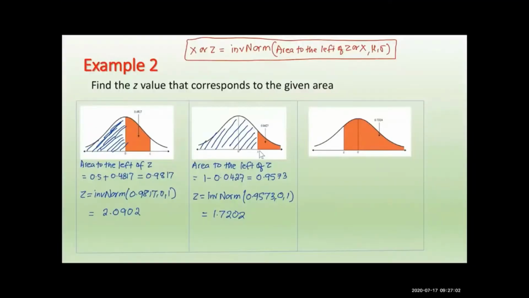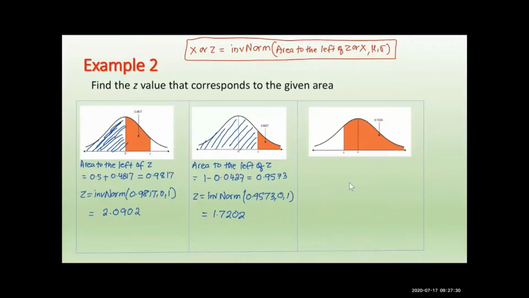So we got the z-score, it is 1.7202, and that makes sense because the z is to the right of 0. So somewhere here that should be 1. So that must be 1.7, which makes sense.